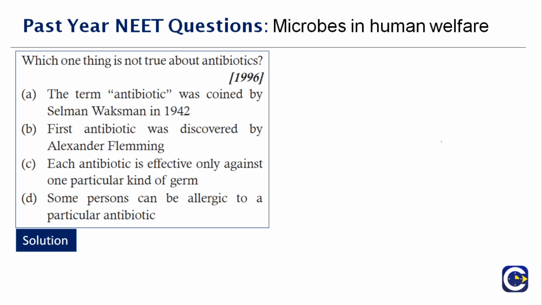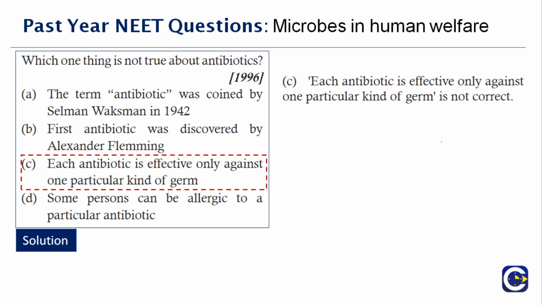Some persons can be allergic to a particular antibiotic. That is also correct. See, when we talk about each antibiotic, they don't go as a target thing. When we incorporate, there might be a response from the antibiotic side, or there might not be response, because we cannot target any organisms when we give an antibiotic. Now when you have fever, you are taking paracetamol. Likewise, they give a general medication, and only when the disease doesn't resolve, they go in for target. So each antibiotic is effective only against one particular kind of germ is not accepted.